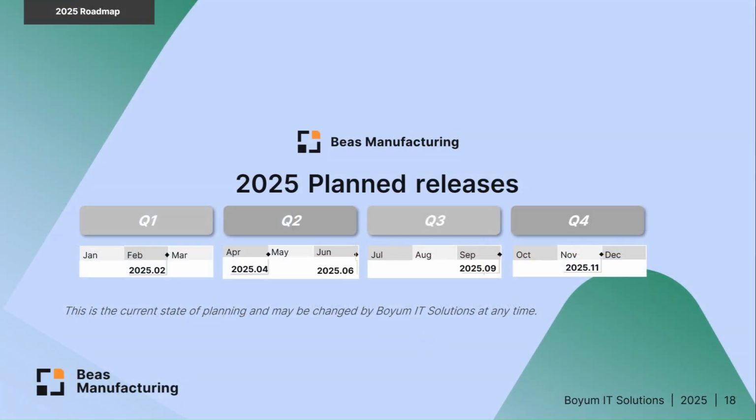This concludes our introduction to the 2025.09 version of Beas Manufacturing. According to our release roadmap, our next version will be 2025.11, to be released at the end of November 2025.